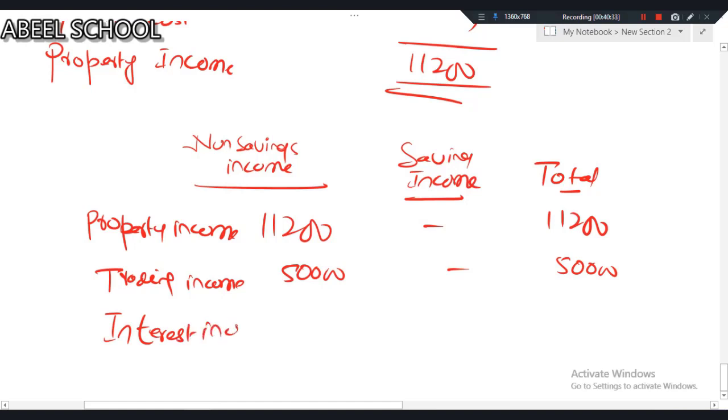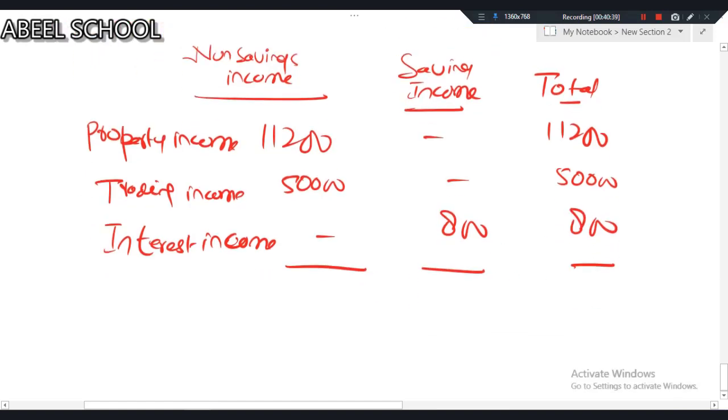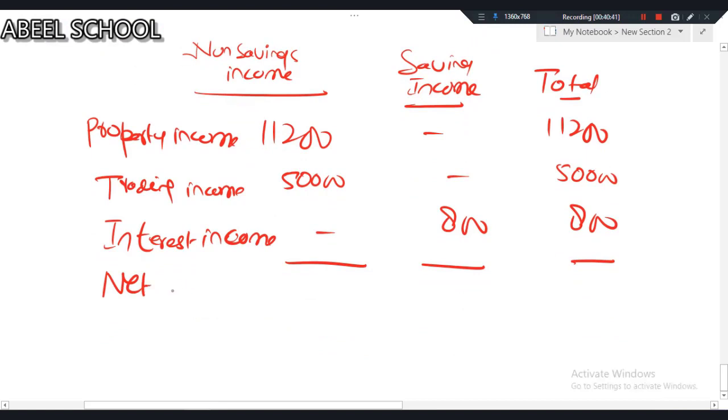We'll take interest income, 800. Let's calculate net income. 61,200 and 800 becomes 62,000.